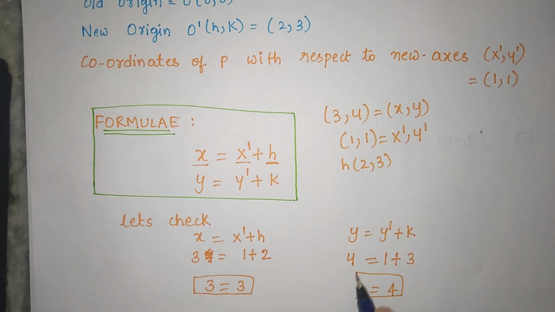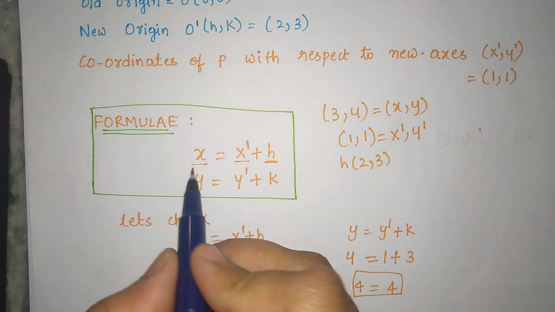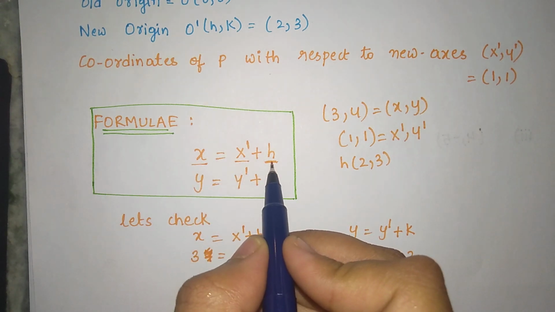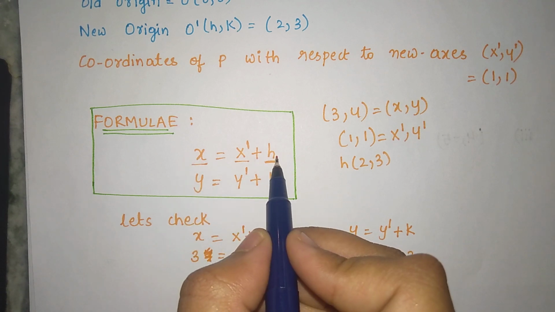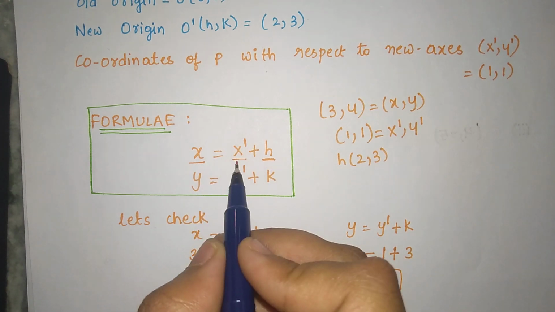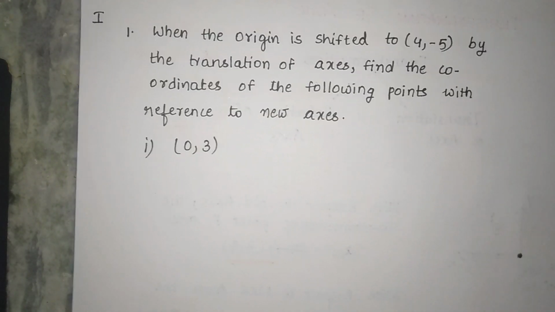So you can verify here also. These are the formulas. Whenever they have given x and x dash, you can find h. Otherwise, if they have given x and h, you can find x dash. So if any two are given, the other one you can find using this formula. So we will do an exercise.